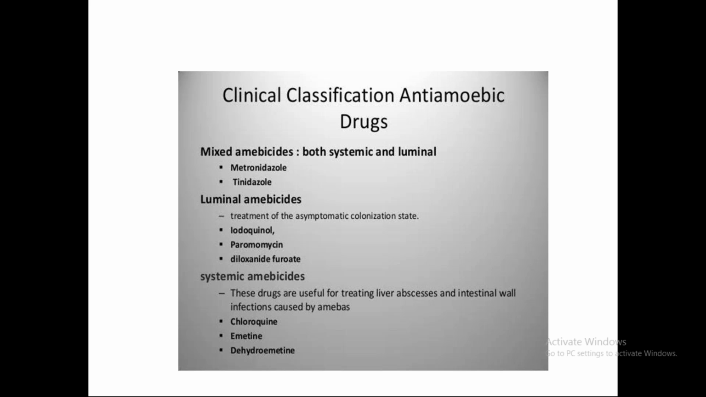If you suspect luminal amebicides, then you have to give idoquinol, paromomycin, diloxanide furoate. Systemic amebicides are chloroquine, emetine, dehydroemetine. These systemic amebicides are useful for treating liver abscess and intestinal wall infections caused by amoebas.